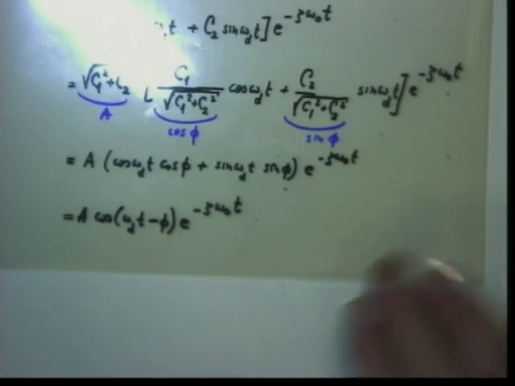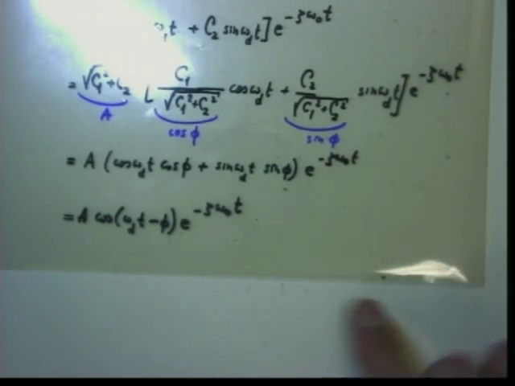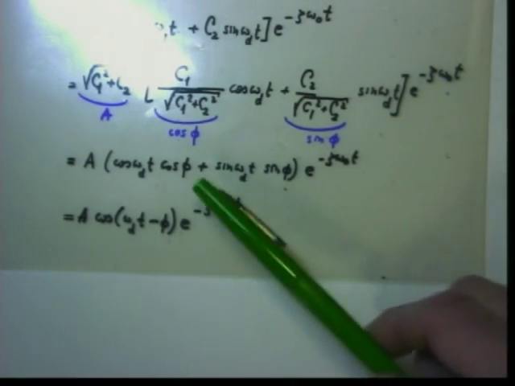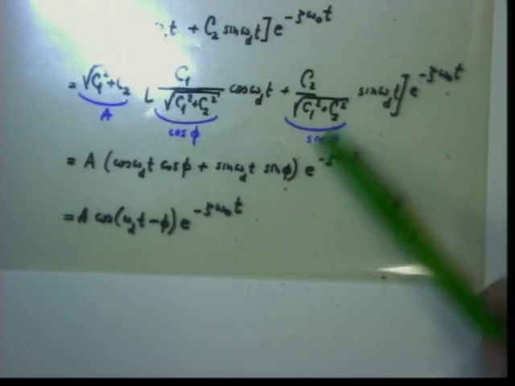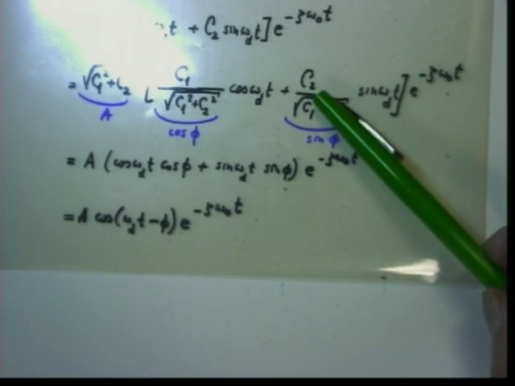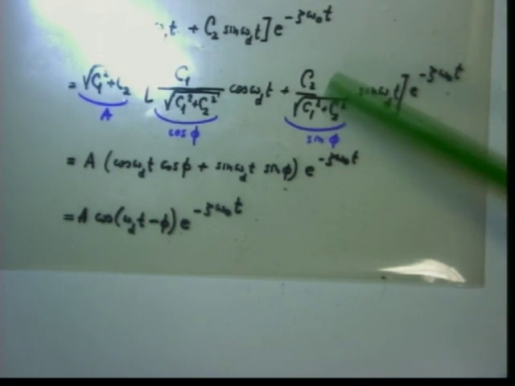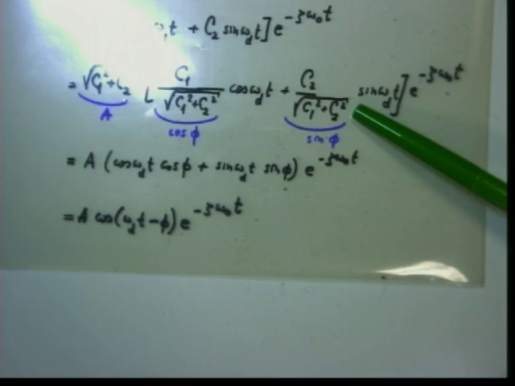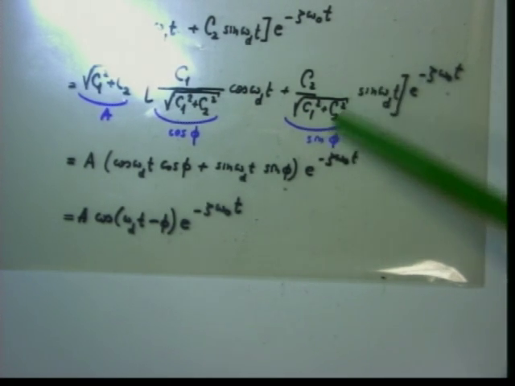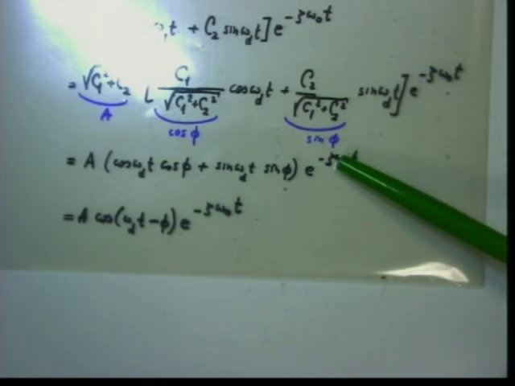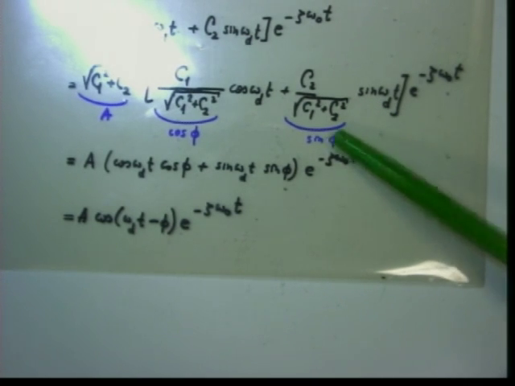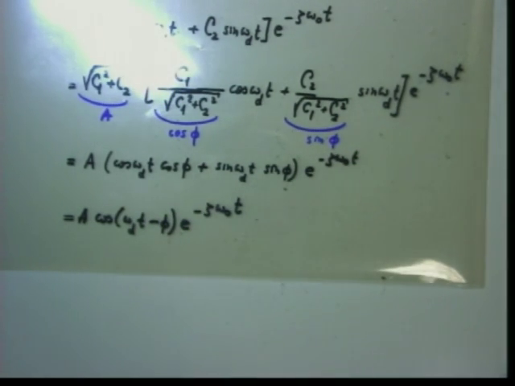Any questions here? So what is phi? So cosine phi equals this, or sine phi equals this. So C1 and C2 are found from initial conditions. And then we form this relation, and it is sine phi. From there we find phi. Then this phi is substituted. Yes? Say it again? Yeah, phase shift.